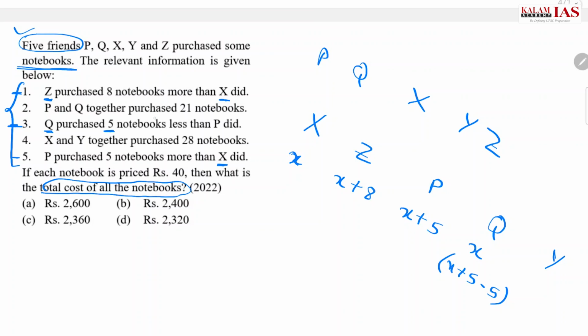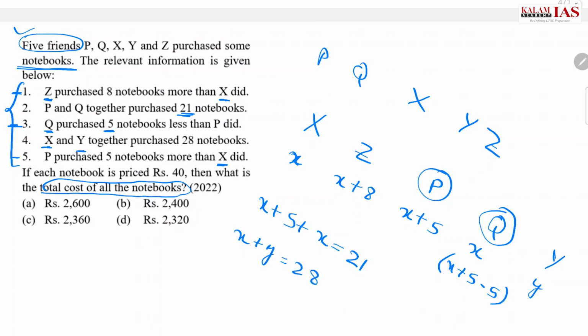P and Q together purchased 21 notebooks. So this is P and this is Q. That means X plus 5 plus X equals 21. And X and Y together purchased 28 notebooks. Suppose we take the number of notebooks bought by Y to be Y. So it is saying X and Y together, that means X plus Y equals 28. Now we have two equations, two unknowns. We can easily solve and get the values of X and Y.